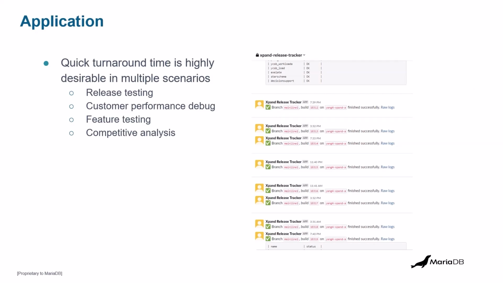Another example is, let's say you want to reproduce a customer performance issue, or maybe even test out some new features. Because Xbench supports multiple databases, you can also use it to test out other database products and do some competitive analysis. This is just a reminder, though, that this is mainly for testing and for high churn environments, so it's not really for production deployments.